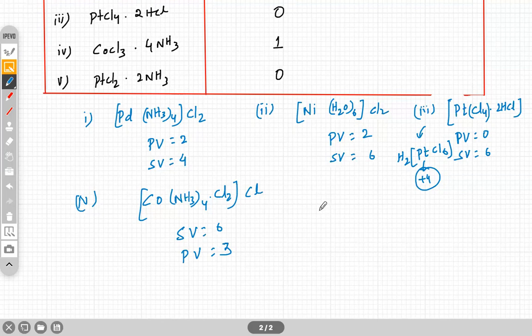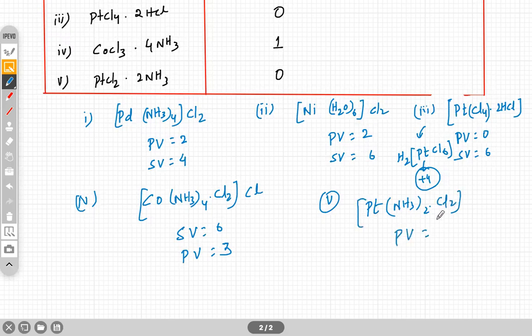Also, in the previous one, why can't we say that the primary valency is 4? One second, I'll check that. In the case of Pt(NH3)2Cl2, what are we getting? We're getting primary valency as 0, obviously, and secondary valency as 4. Only secondary valency. Here we have primary valency 1.